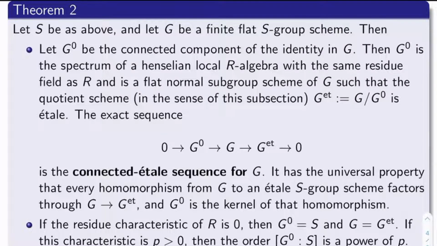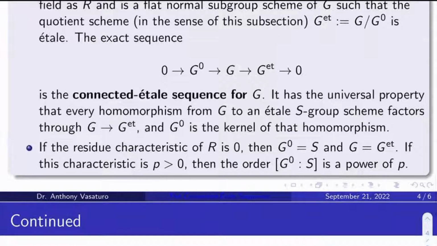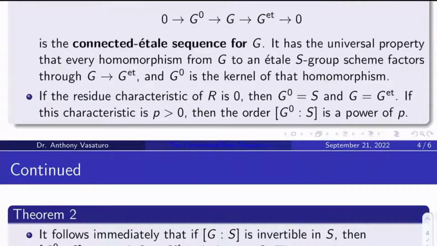And so we have an exact sequence from 0 to G0 to G to G et to 0, and this is called the Connected-Etale sequence for G. So you can essentially take G and kind of kill off a connected piece and always end up with an Etale part remaining. And this sequence has the universal property that every homomorphism from G to an Etale S group scheme factors through the map G to G et, and G0 is the kernel of that map. All right.